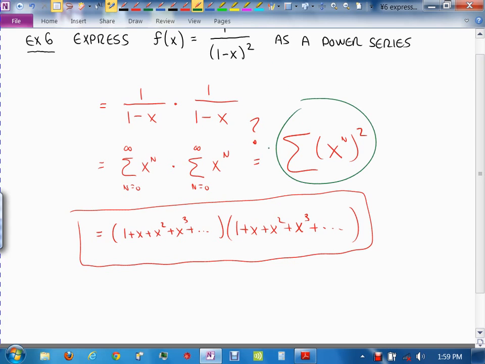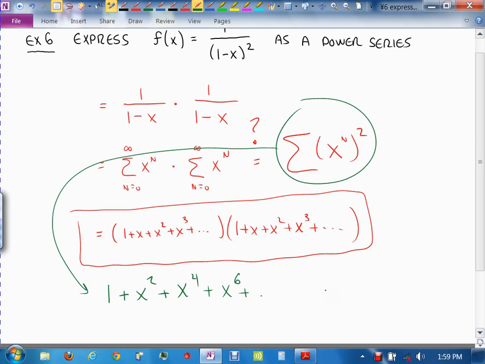I'm doing this one right here. Let n be 0. What do you get? 1, right? X to the 0 is 1. 1 squared is 1. Okay, 1 plus. Now let n be 1. What would you get? X squared plus. Now let n be 2. X to the 4th plus x to the 6th plus. Okay, that's what you would get if you did this.